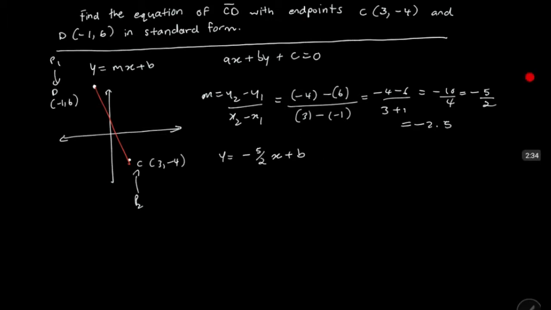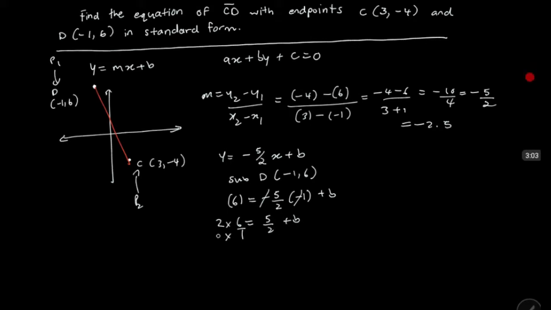To solve for b, I'm going to substitute a point, the point D, (-1, 6), because we know that any point that lies on a line will satisfy the equation of the line. So I'm going to substitute this point into this equation. When I do that, I get 6 equals -5 over 2 times -1, plus b, and 6 equals 5 over 2, the negatives cancel out, plus b, so 6 over 1 equals 5 over 2 plus b.